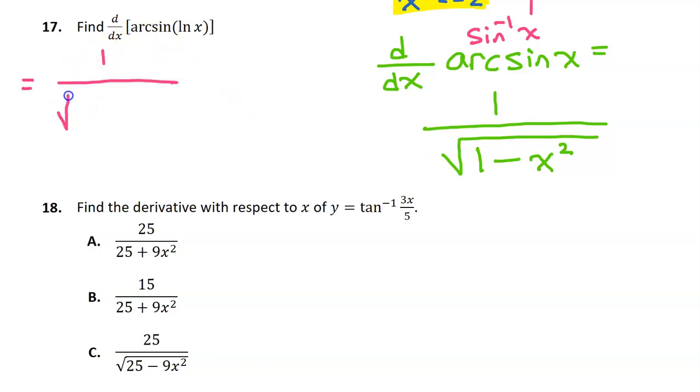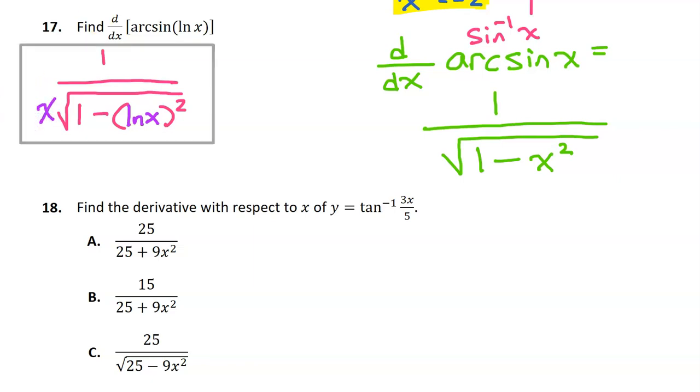Except when we get to the x, I'm going to put parentheses. So I have 1 minus x squared. Inside the parentheses, I will put the inner function natural log x. So here comes the chain rule. We now have to multiply by the derivative of the inner function. The derivative of natural log is 1 over x. I'm going to go ahead and put this x in the front of the radical. That would be the same thing. So I'm just going to put that x right here. And actually that's it. Pretty easy.